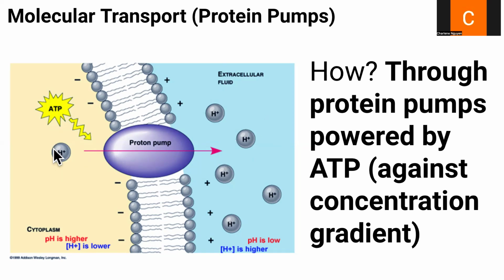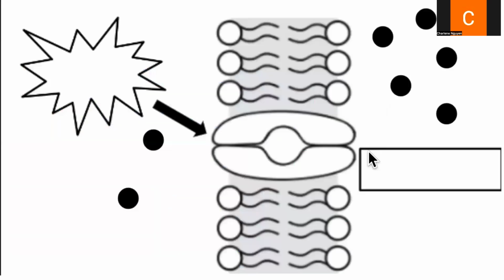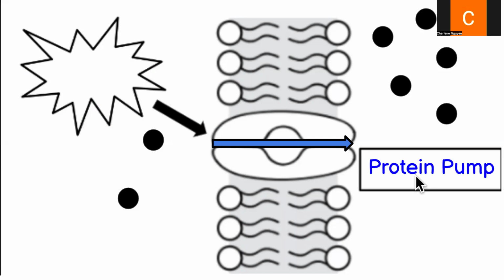So we're seeing that solutes are going against their concentration gradient. In this picture, we have low solute concentration on the left side and high solute concentration on the right side. So for molecular transport, we see solutes going from an area of low to high with the help of protein pumps and also ATP in order to power the protein pumps.